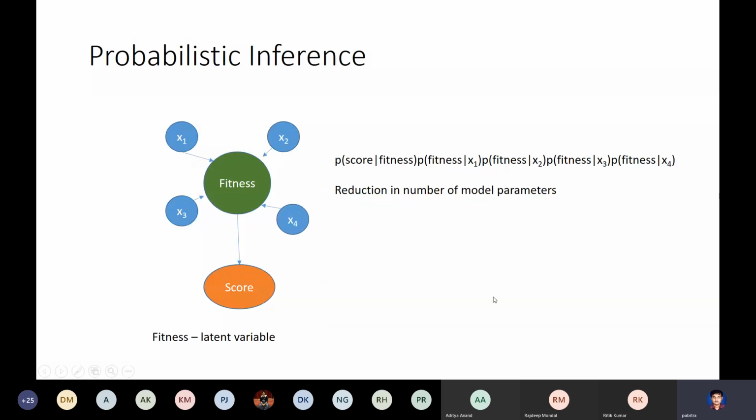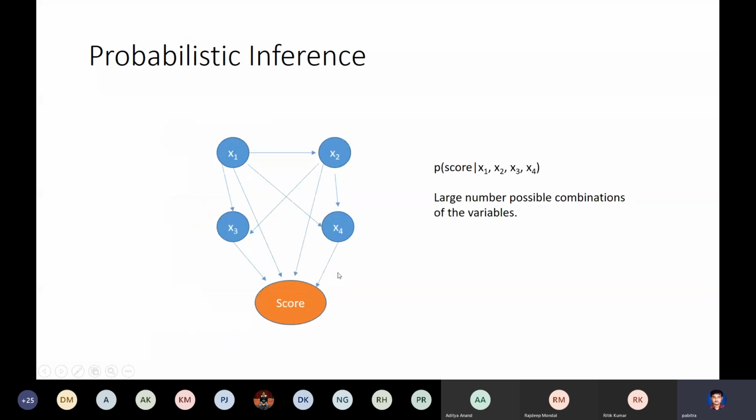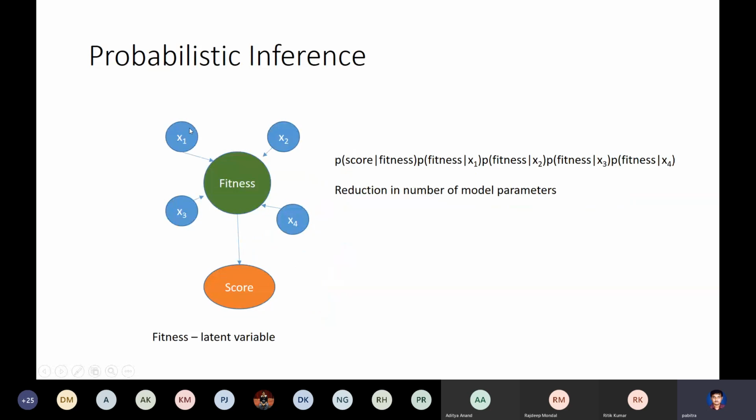So what I would rather do is, instead of one big model of 5 variables, I'll build 5 small models. So one model: how does X1 determine fitness? Another small model: how does X2 determine fitness? X3 determines fitness, and X4 determines fitness. These 4 small models we'll build, and we'll build a 5th small model: how does fitness determine score?